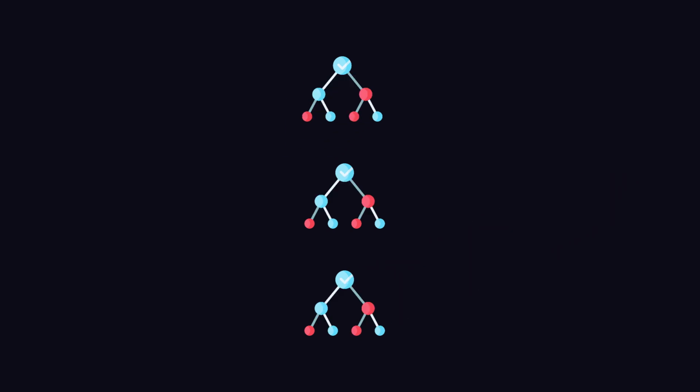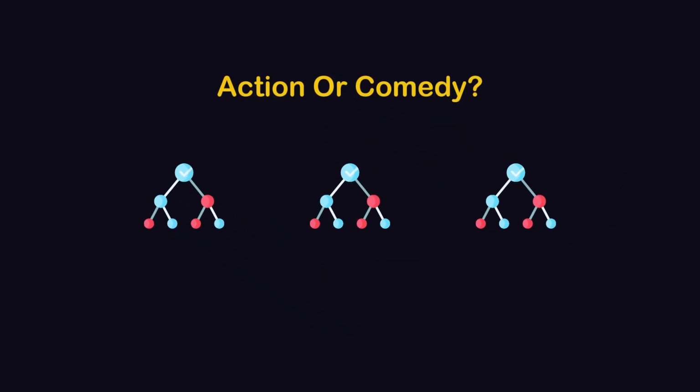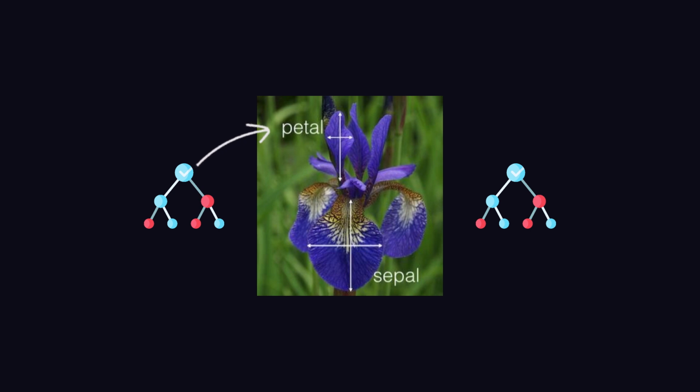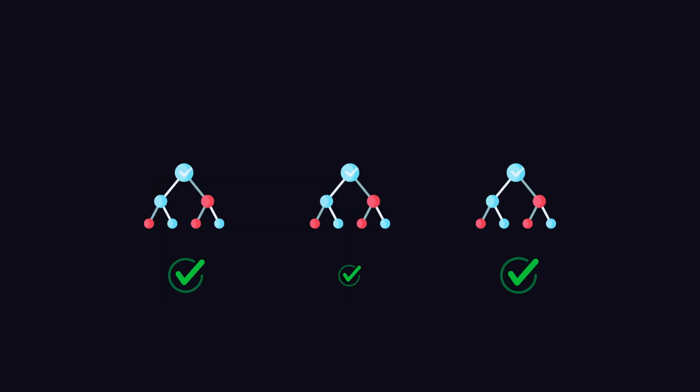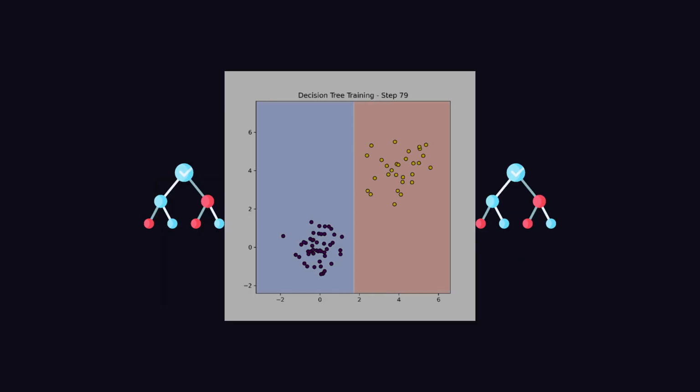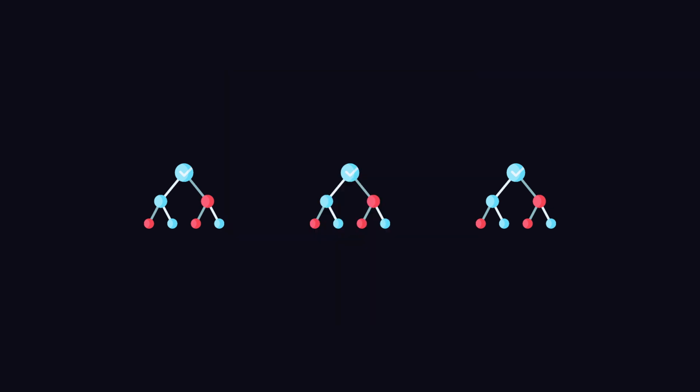In the second step, when each tree makes a split, like deciding action or comedy, it doesn't look at all the features. We randomly pick a handful of features to consider at each step. So one tree might care about petal length and width, while another focuses on sepal size. This randomness stops the trees from all thinking the same way. Lastly, when every tree is trained, they vote. For classification, it's majority rules. If most trees say species A, that's the winner. For regression, we average their predictions.